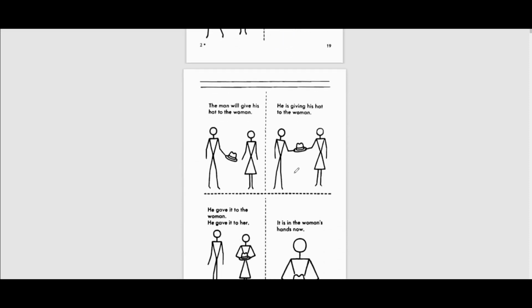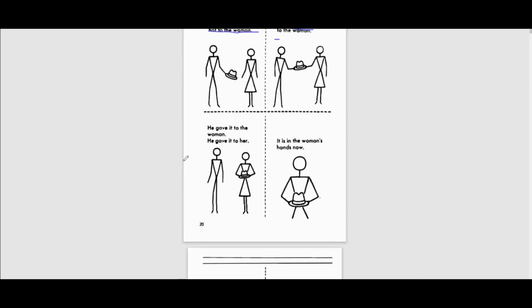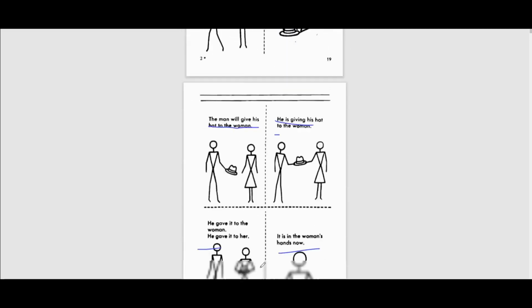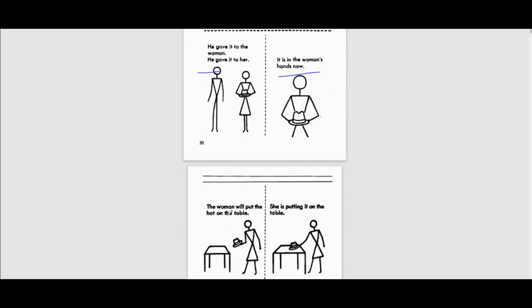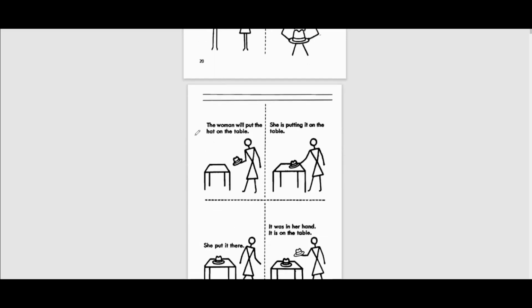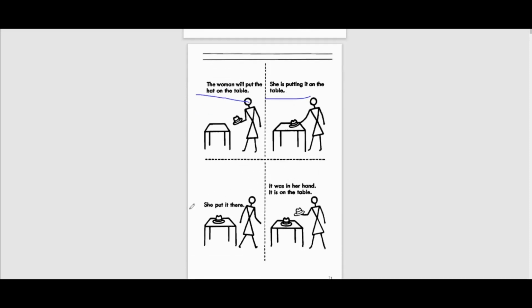And now for the last page, this man will give his hat to the woman. He's giving it to the woman, he gave it to the woman, he gave it to her, it is in the woman's hand now. Same thing, except her, not his, and woman's hand. Because of that, I think I'm going to include just another page. The woman will put the hat on the table. She's putting it on the table, she put it there, it was in her hand, it's on the table. Will, putting, put, and now it's like this is the statement, it was in her hand, and now it is on the table.